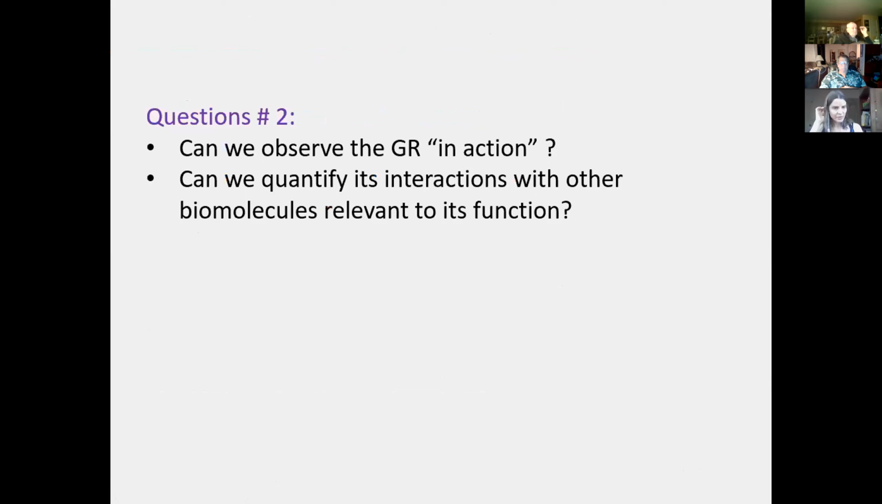So if we want to understand the glucocorticoid receptor in action, we have to observe it, and we have to quantify it in its interactions with other biomolecules that are relevant to its function.